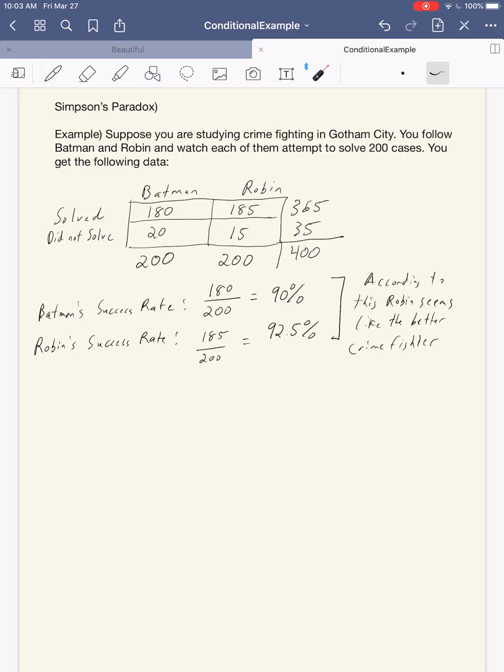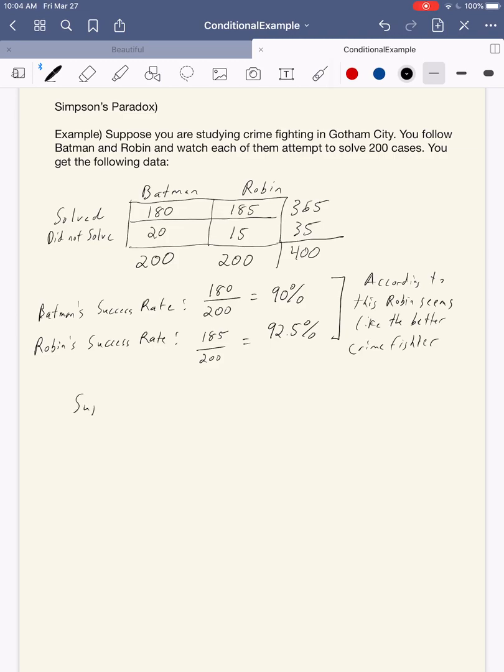So what I want to imagine is, what if we saw this data and went, that doesn't seem to make sense? We know Batman's the superhero and we know Robin's the sidekick. What else could be going on? Well, maybe we would look at our data further and realize they worked on different sorts of cases. So let's imagine that we went back over this data about these 200 cases for each, and divided the cases into difficult and easy cases.